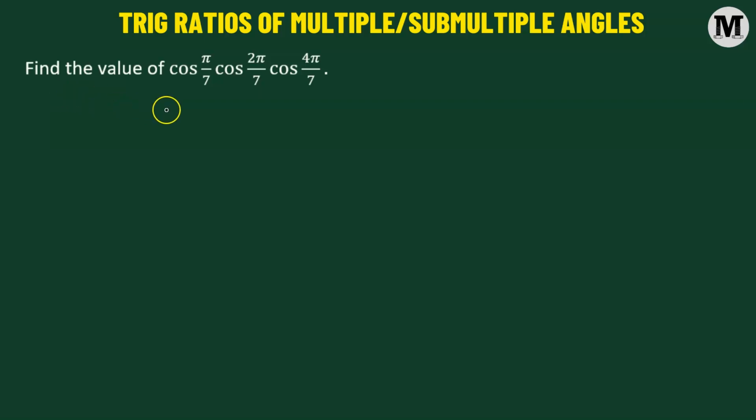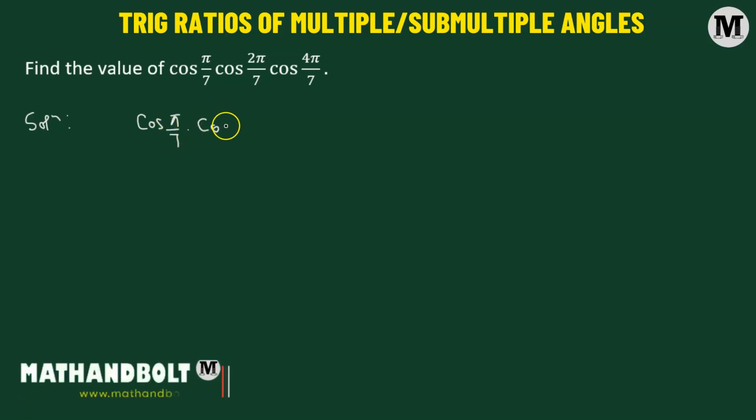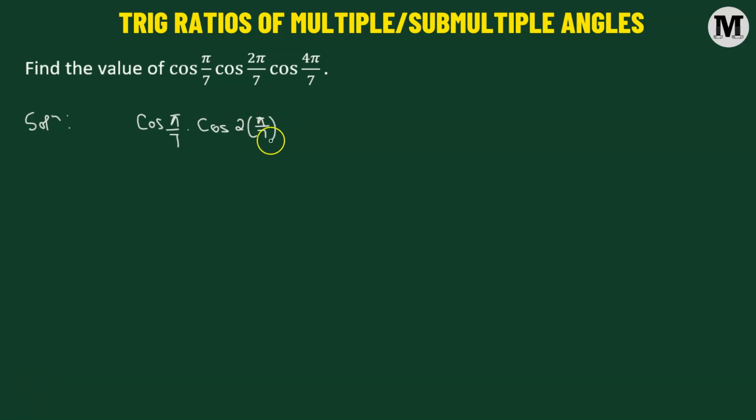In this problem, we need to find out the value of the given trigonometric expression. Let us begin. So here we are given cosine of pi over 7. Then it is multiplied to cosine of 2 pi over 7, but 2 pi over 7 can be also expressed as 2 times pi over 7. Multiplied to cosine of, now we have 4 pi over 7, so that's 2 squared times pi over 7.